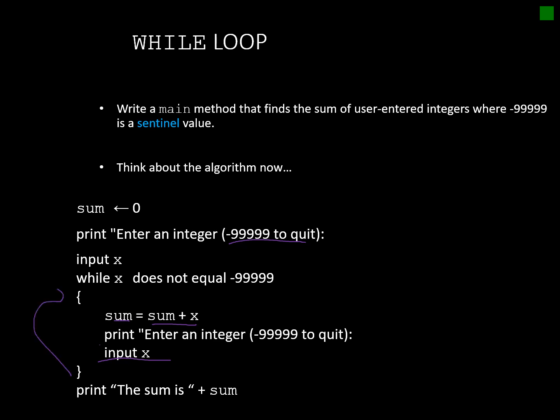And it's going to keep going back up to here and looping around and going back up and looping around until the user enters negative 999999. And once they do, the loop is going to exit, and then it's going to print the sum.